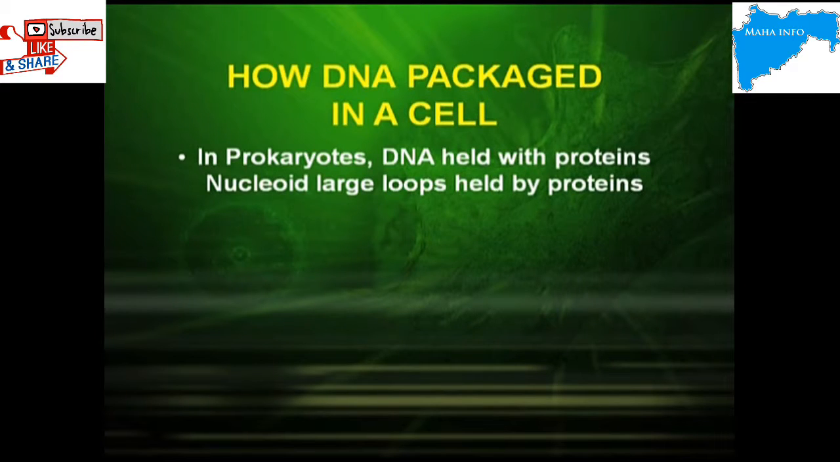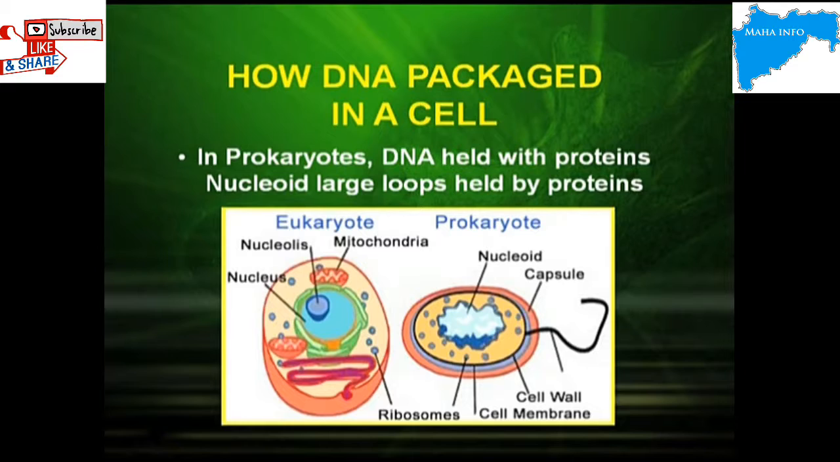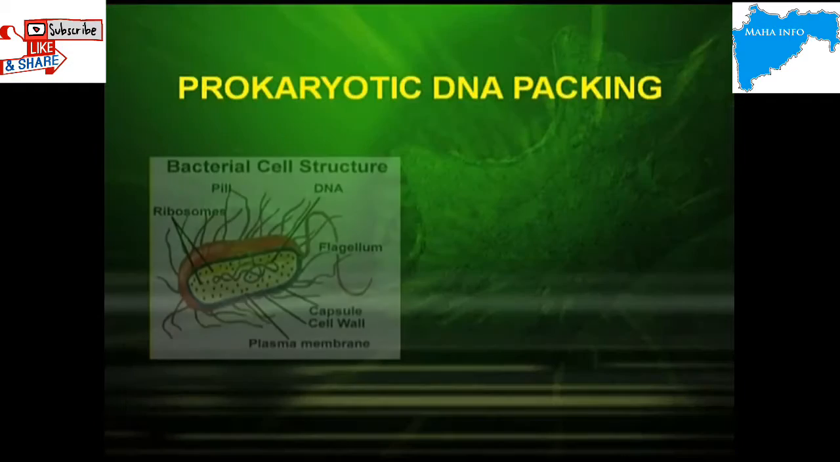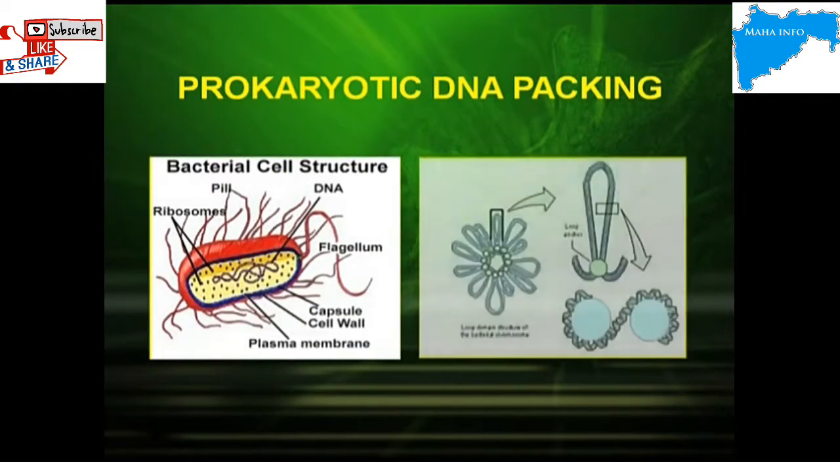In prokaryotes, the DNA is held with proteins. As you can see in the picture, the DNA is organized into a region called nucleoid. There is no true nucleus. On the other hand, in eukaryotes, the DNA is present in a well-defined nucleus. Now, if we go into a little more detail on prokaryotic DNA packing, we see that the DNA is packed in the form of loops. So, there is so much coiling.